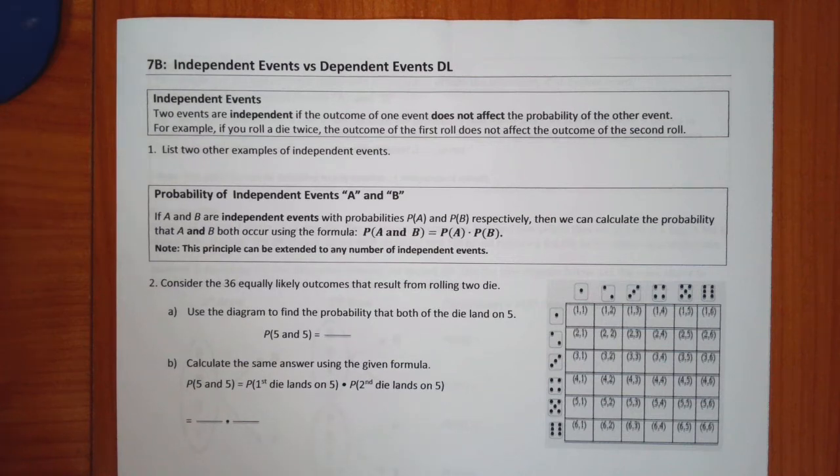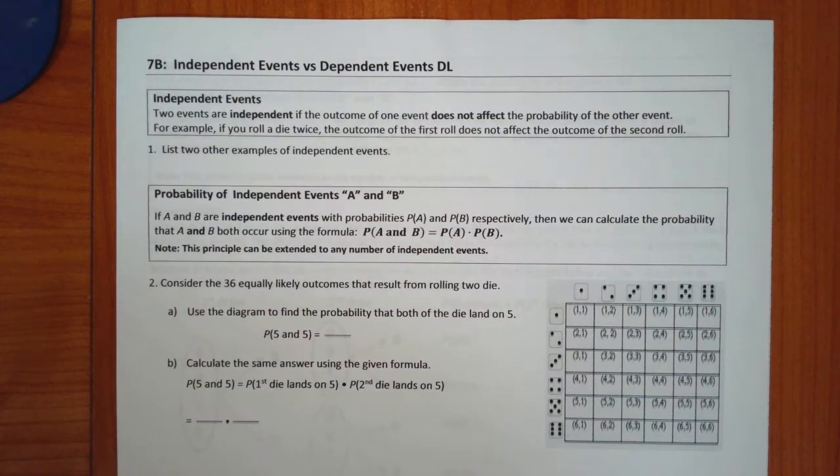Hi everyone. We are going to continue our discussion of probability in 7B. We're going to look at two sections. The first one is independent versus dependent events, and then the other one we'll look at later. Okay. All right. So we need to do some definitions.